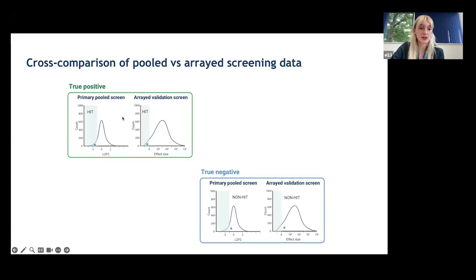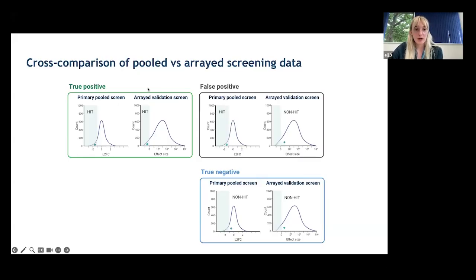Just to say, I don't think I mentioned it before, I would advocate that when you design your validation screen, you do take forward some targets like this that aren't expected to have an effect. Because this is an important measure of the specificity of your initial pooled screen and shows you that you're capturing non-effects as well in your validation screen.